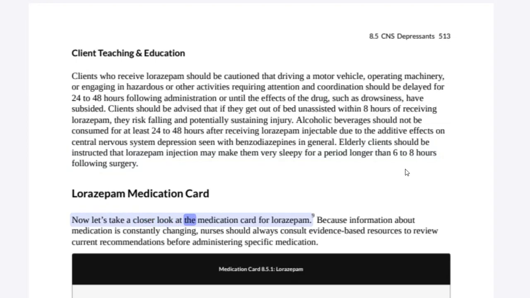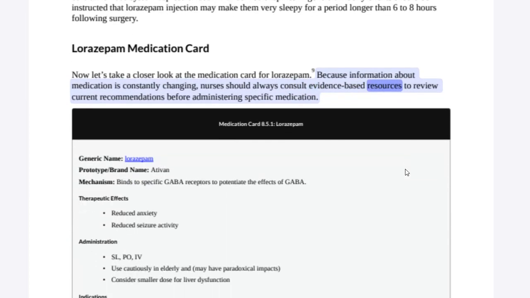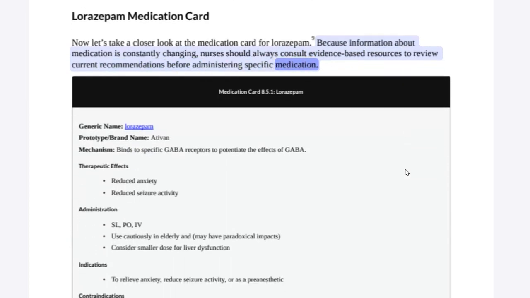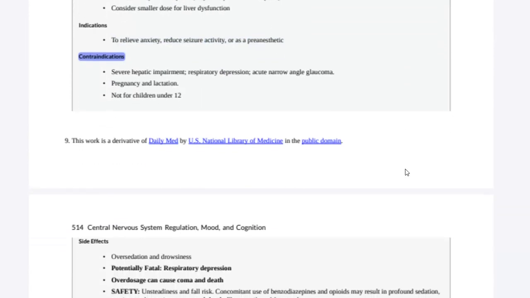Now let's take a closer look at the medication card for lorazepam. Because information about medication is constantly changing, nurses should always consult evidence-based resources to review current recommendations before administering specific medication. Reduced seizure activity, administration, SLPO, fourth, use cautiously in elderly, and consider smaller dose for liver dysfunction. Indications: to relieve anxiety, reduce seizure activity, or as a pre-anesthetic.